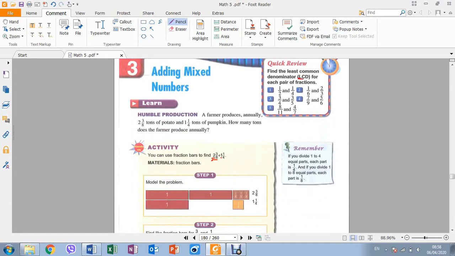So, a quick review, because in the last lesson we studied this. It tells us the first way is to use fraction bars. For 3/8 plus 1/4, look, these two fractions have unlike denominators. We need to change the unlike denominators to like denominators. The first way is by using fraction bars.